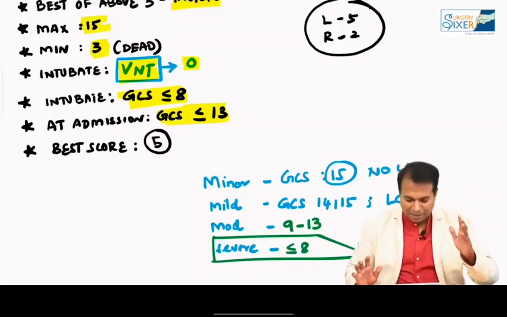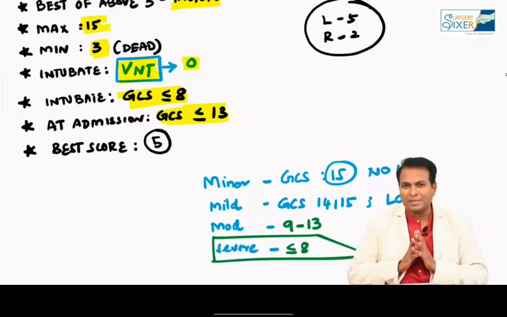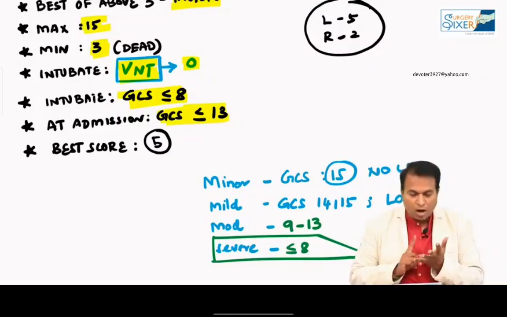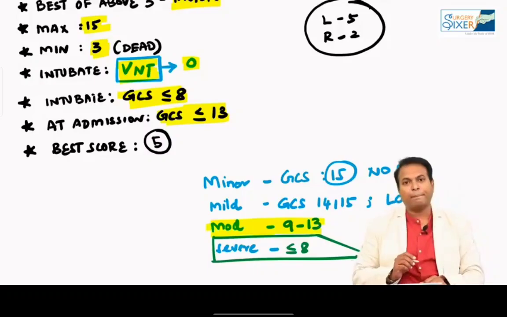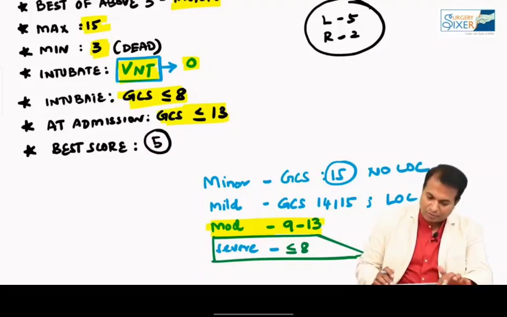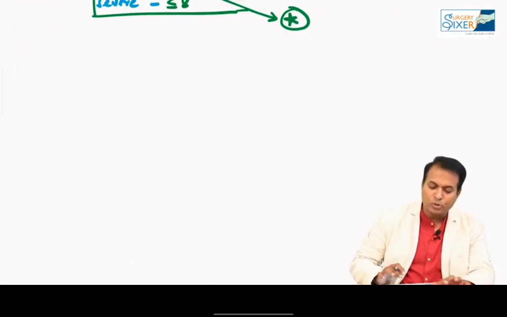So the head injury can be classified into minor, mild, moderate, severe. Minor means normal score. Mild means 14 or 15. Severe means less than or equal to 8. So you can easily remember, moderate is the one who is having score between 9 to 13. Okay, so these are the classification of head injuries. Please don't forget these points in head injury GCS classification.